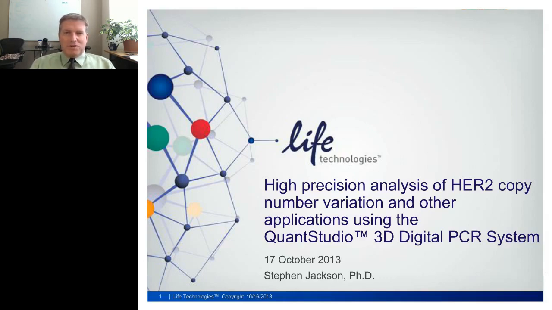As Mary mentioned, I'm going to talk today about the QuantStudio 3D Digital PCR System, our new introduction into the digital PCR field. In particular, I'm going to emphasize how digital PCR can be used to look at HER2 copy number variability.